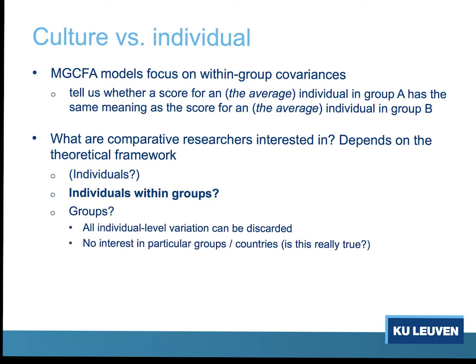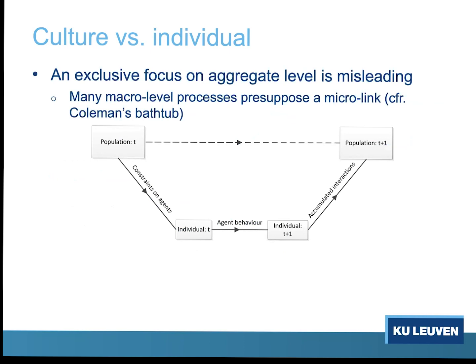You could argue that cultural comparative research is only about groups, but I don't think this is really the case. If you look at a lot of the research that is going on, the individual has a place there as well. And even if you're only interested in the cultural level, I think we have to acknowledge that we measure through the individual. So we cannot ignore the individual completely, I would argue. Even if you just want to make statements on populations, we have to realize that there exists a micro link underlying macro level processes, a similar idea to Coleman's bathtub.